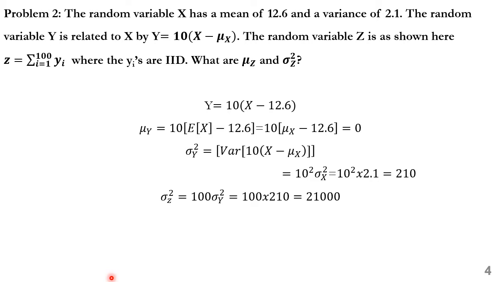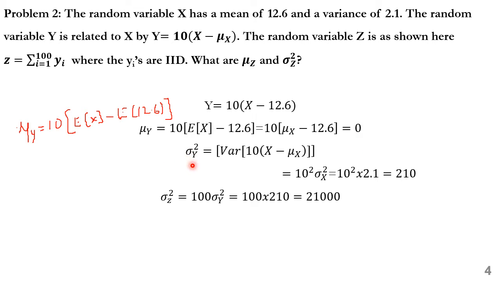Let us try to solve this. Given y is equal to 10 times x minus mu x, let us apply the linearity property. According to linearity property, mu y is equal to 10 into E of x minus E of 12.6. So E of 12.6 is equal to 12.6, and E of x is equal to mu x. Since mu x is given as 12.6, 12.6 minus 12.6 gives you 0.